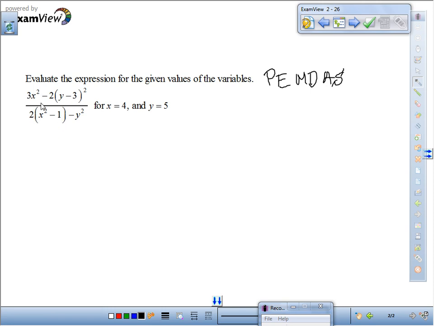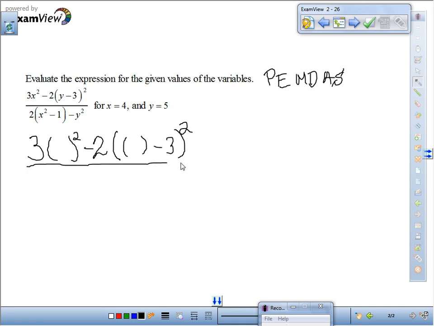So first I'm going to write the numerator. Check this out. I'm going to do 3 parentheses squared. Does everybody see how I open up parentheses for the x? And then minus 2 times, and then I need to open another parenthesis for the y, minus 3, close the big parentheses, squared. That's the numerator. Now let's do the denominator. We got 2 big parentheses, small parentheses for the x, and that's squared, minus 1, close parentheses, minus parentheses, squared. So far, so good?